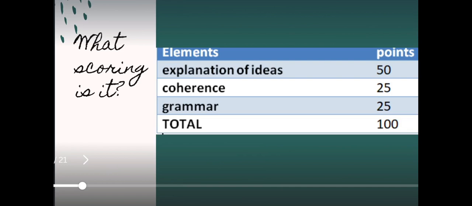Another one. So what scoring is this? This time you now have the explanation of ideas given certain points. You have the coherence, there are also allocated points, and grammar, another certain points, given at a total of 100%.